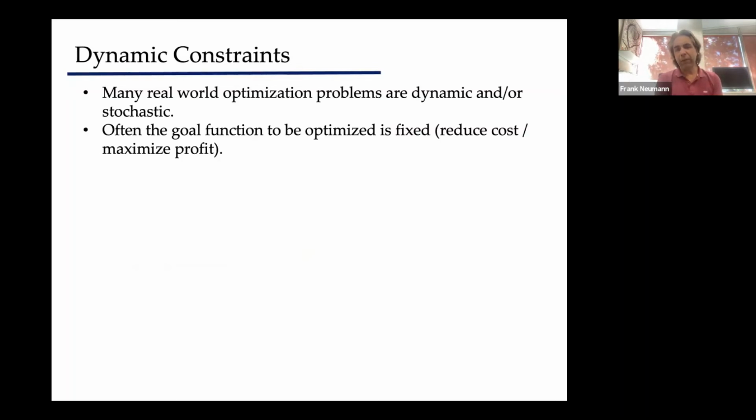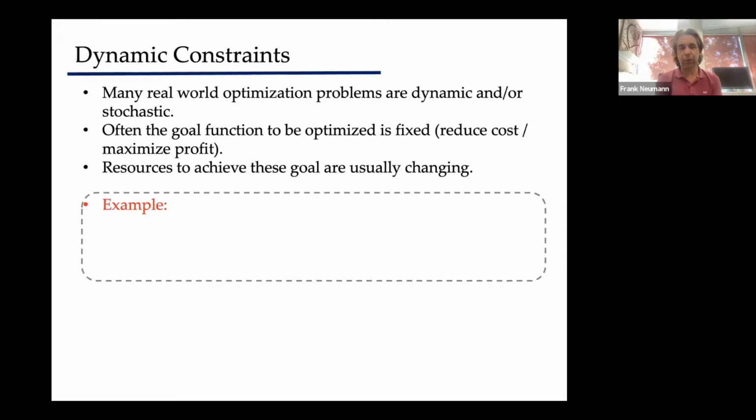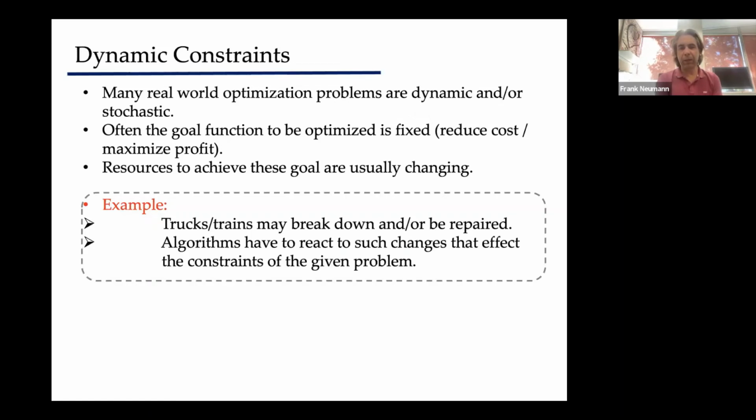And often the goal function to be optimized is somehow fixed, right? So you would like to reduce costs or you would like to maximize profit. But the resources that you have are usually changing, and this sets the motivation for this work. So trucks or trains may break down or be repaired, and algorithms have to react to such changes that affect the constraints of your given problem.